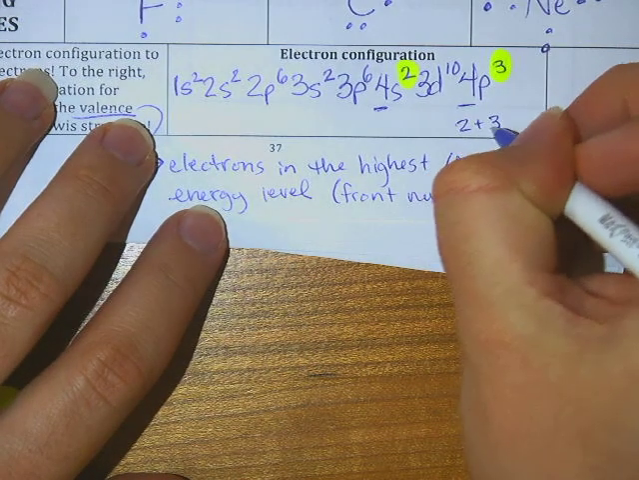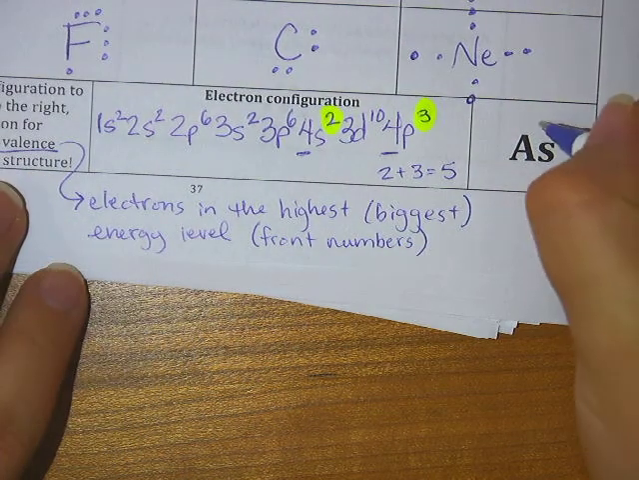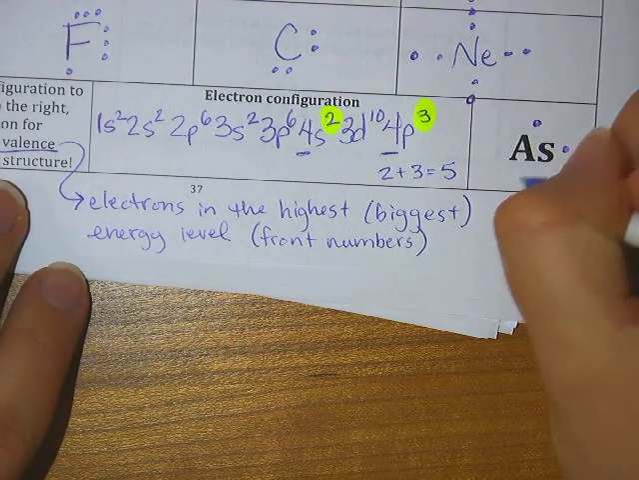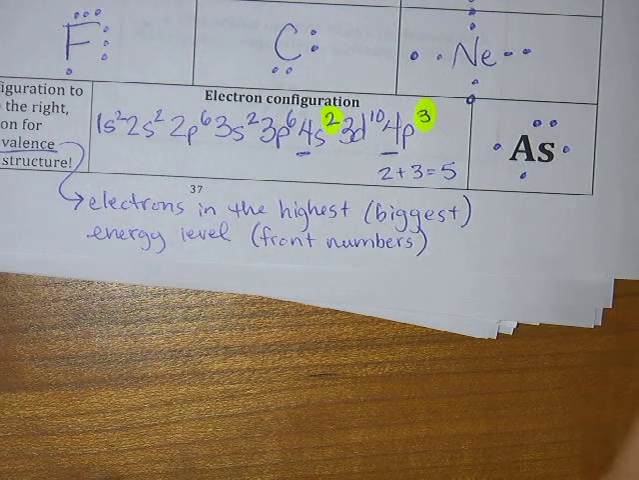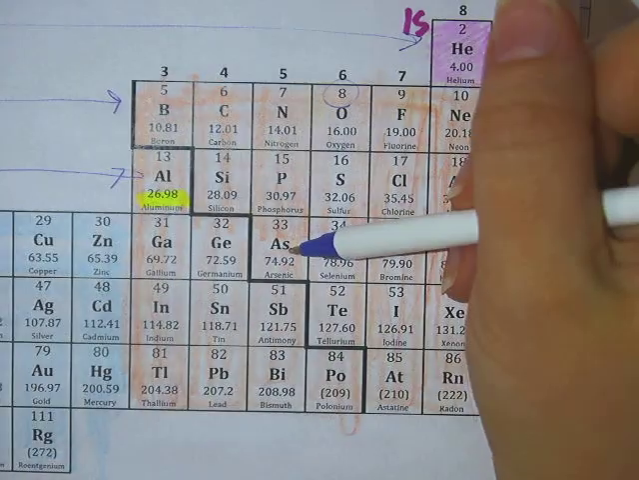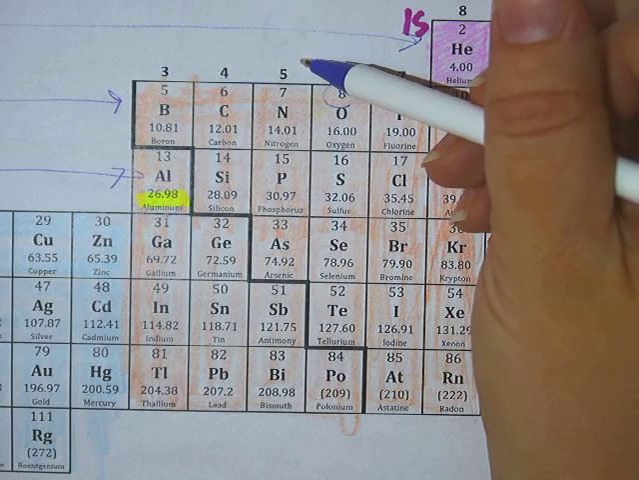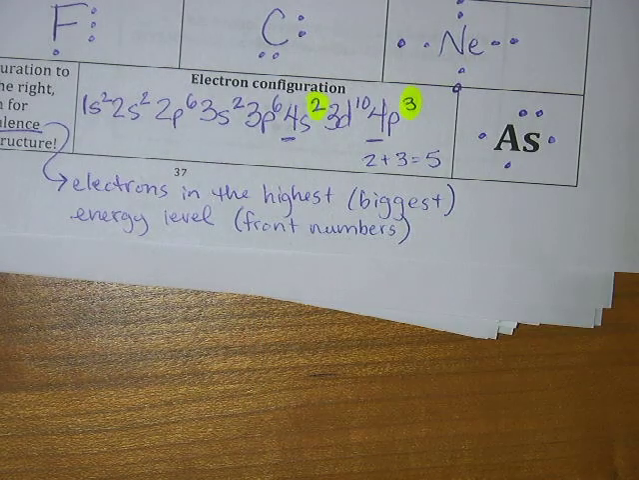2 plus 3, guess what? That's 5 valence electrons. And I should draw 5 dots. 1, 2, 3, 4, 1 on each side. Then you go back and start pairing them up. And if you double check, surprise, arsenic is in group 5, so it should have had 5 dots around it. Good job. Go team.